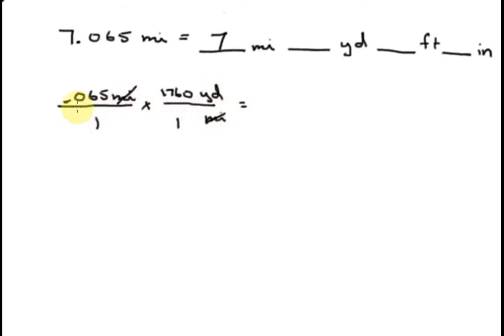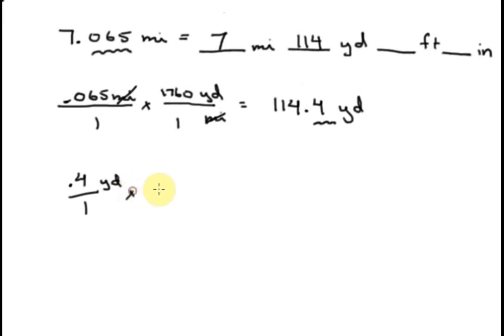So what am I doing on the calculator? I'm doing 0.065 times 1760 divided by 1. So when I did that, I got 114.4, and of course I'm now in yards. Okay, so this decimal part here is the equivalent of 114 and a bit yards. So I know up here, oh, that's 114 yards. Now I got to take this decimal part, which is yards, and see what that is in feet. Okay, the next one is feet.